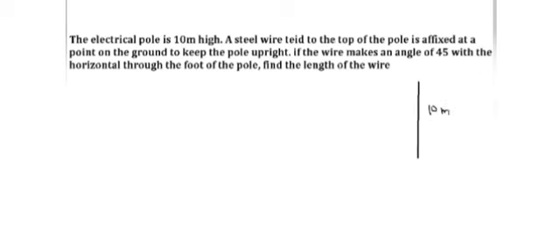A steel wire is tied to the top of the pole and is affixed at a point on the ground. Now I am taking a steel wire. Let me take this steel wire. So from here I am tying a steel wire to a point on the ground. Now if the wire makes an angle 45 with the horizontal. Now this wire is making the angle 45 with the horizontal. Horizontal means with the ground.